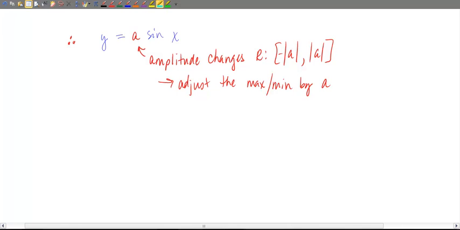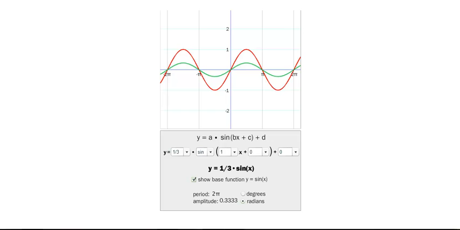Going back to our notes, we can see that anytime we have this letter, we call it A for amplitude. Anytime that changes, we're actually changing the range of our function. Okay, right? The range being the maximum and the minimum values. That's what we're doing when we change the amplitude. Let's do that one more time.